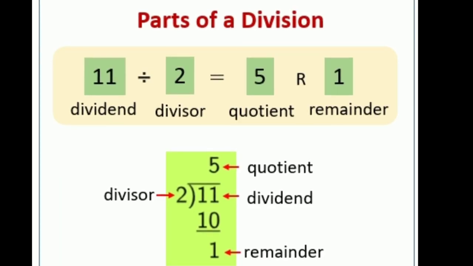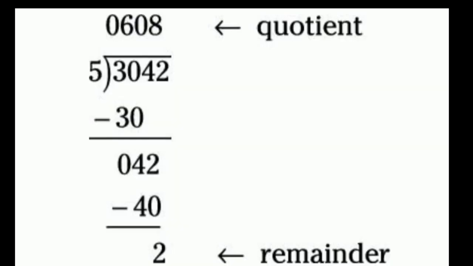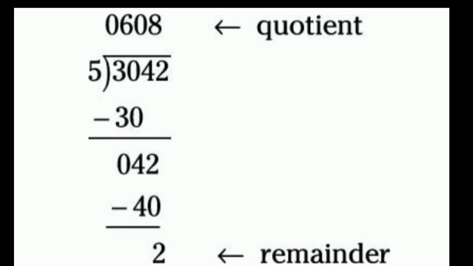Let us understand division with the help of an example. Here I am dividing 3042 by 5. So 3042 is the dividend, 5 is the divisor. So let's start division. First of all, how do you have to divide? You have to count the table of 5 until 30 comes in it. You all know the tables.